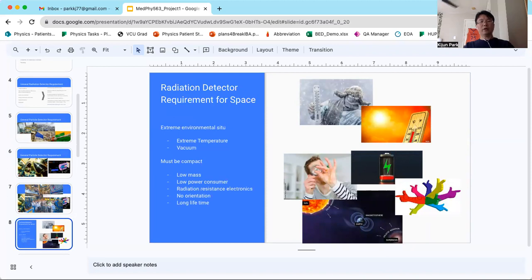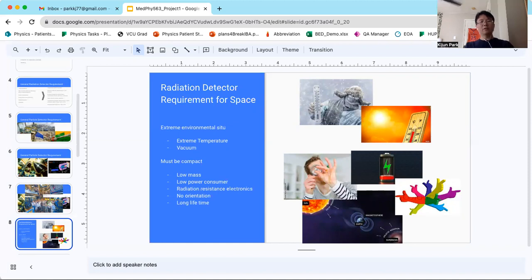However, the radiation detector requirement for space is quite a different situation, because it is an extremely different environment from the one on Earth. For example, there is extreme temperature, either super cold or super hot, and there is vacuum, so there is no shielding or structure at all. So it must be compact, because you can't put a huge detector in space, because you have to carry it on the space shuttle. The space shuttle is a finite, small aircraft.